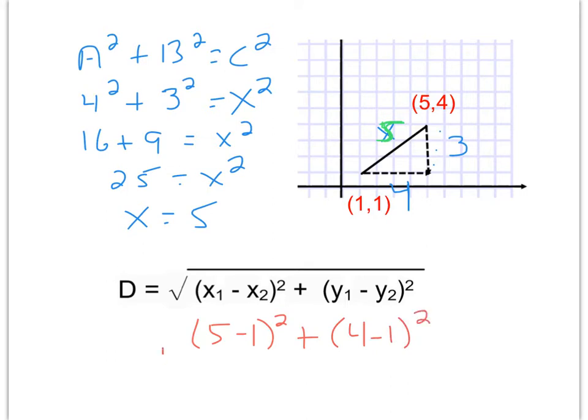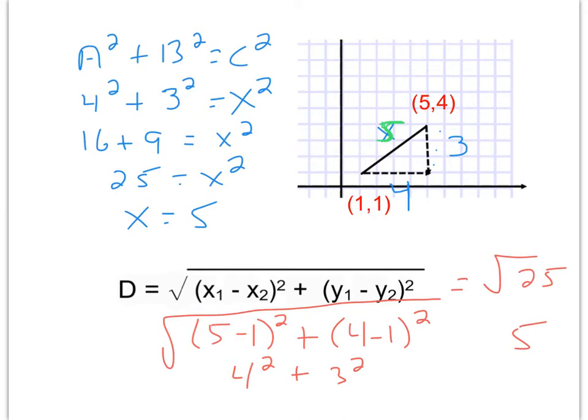So now you can see I have the square root of 5 minus 1, which is 4, squared, plus 4 minus 1, which is 3, squared. 4 squared plus 3 squared, again, is 16 plus 9. So the distance is equal to the square root of 25, which of course is 5. And so see, the distance formula, quite simply, is the horizontal change, the difference of the x's, plus the vertical change, the difference of the y's, this squared plus this squared, square root thereof, because it's the Pythagorean theorem.